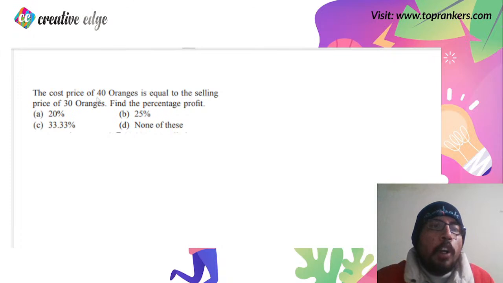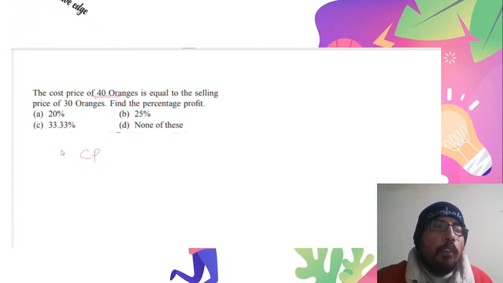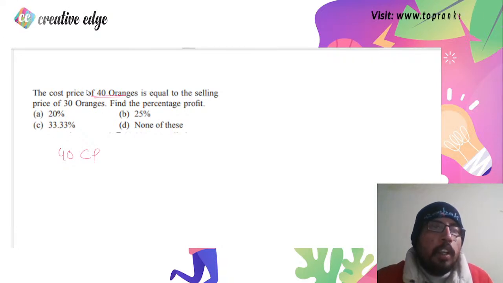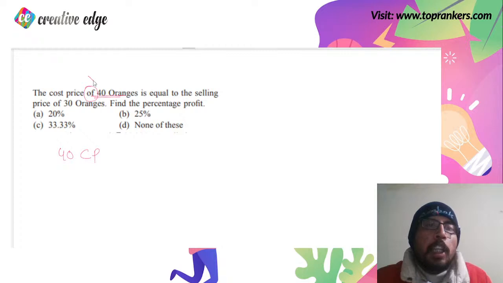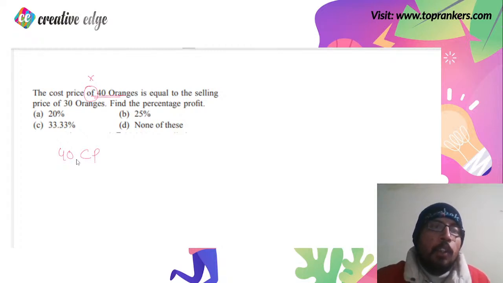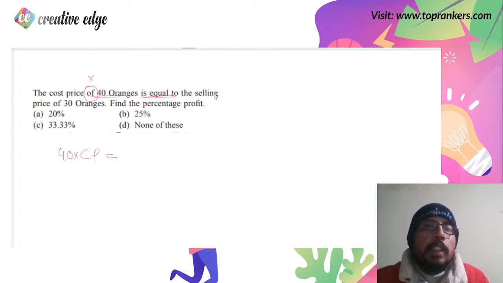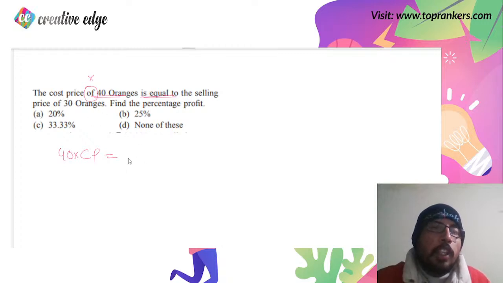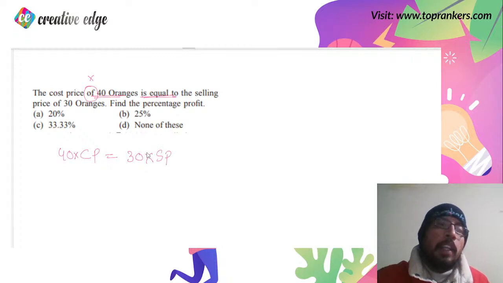The cost price of 40 oranges. So I have been told CP of 40 oranges. The literal meaning of "of", in terms of mathematics, is multiply. The 40 into CP is equal to the selling price of 30 oranges. So we have to find percentage profit.